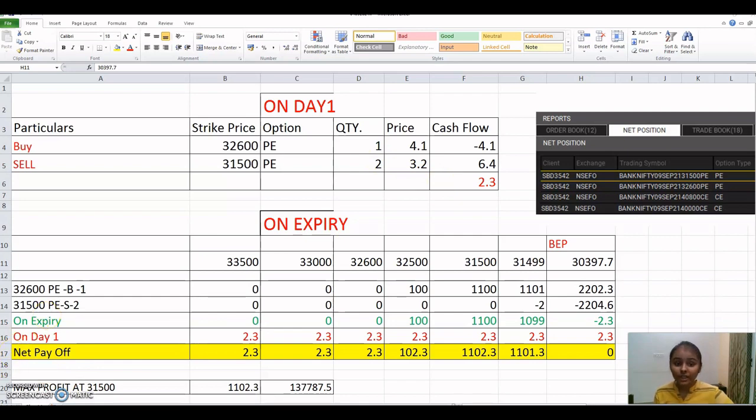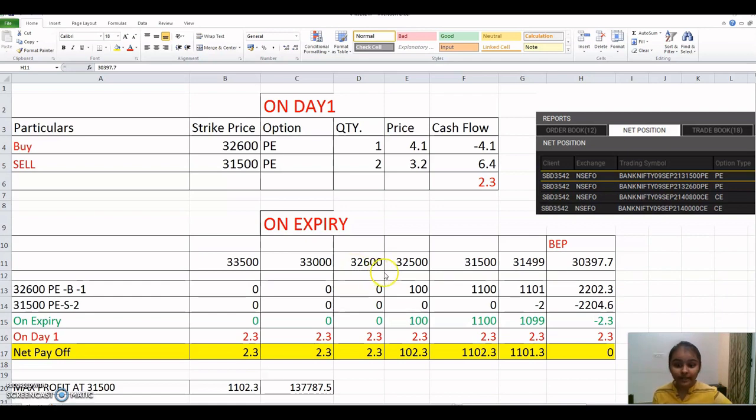So on day 1 the cash flow is 2.3. On expiry, if the market is 33,500, from this position 32,600 put buy, we are not going to receive anything because the market is not below 32,600, and from this position 31,500 put sell, we are not going to pay anything to the buyer because the market is not below 31,500. So on expiry we are not going to receive anything, or pay anything, so 0. But on day 1 we have received 2.3 and the net payoff is 2.3. So is the case with 33,000 and 32,600.